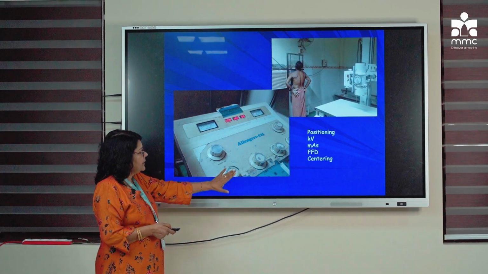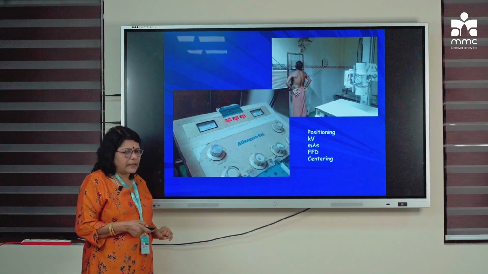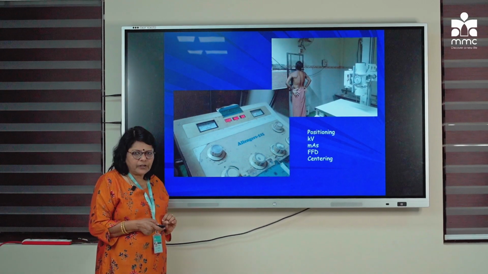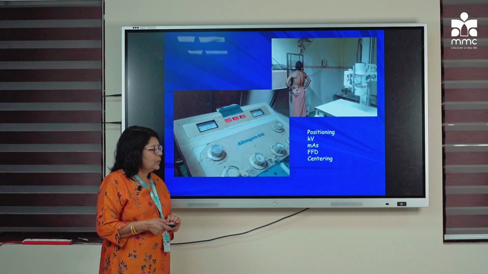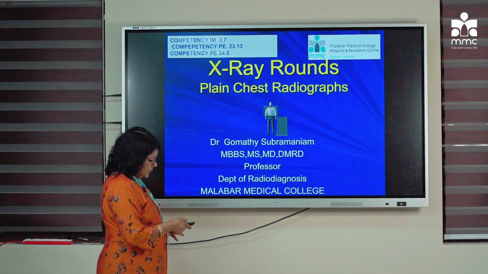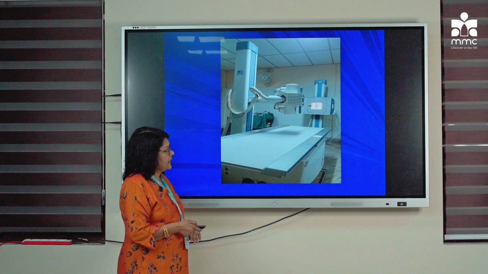This is a control panel. Because the lungs are always moving, we give a short time, that's mAs, and we give a kVp of 60 to 70, for an average 60 to 70 kilo patient. So that was the conventional X-ray.